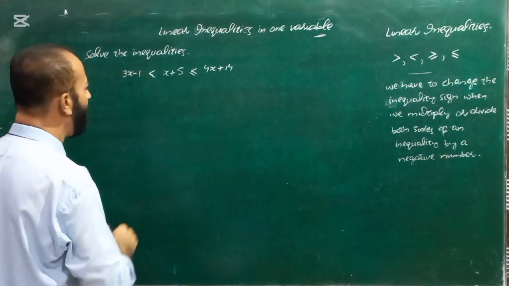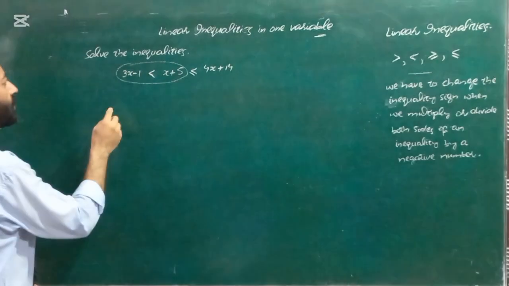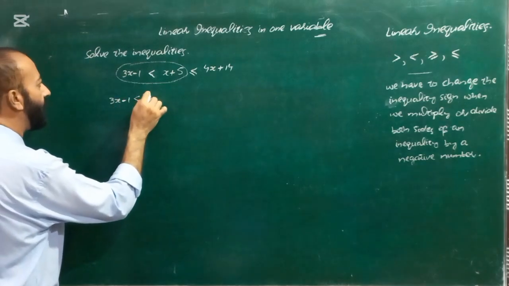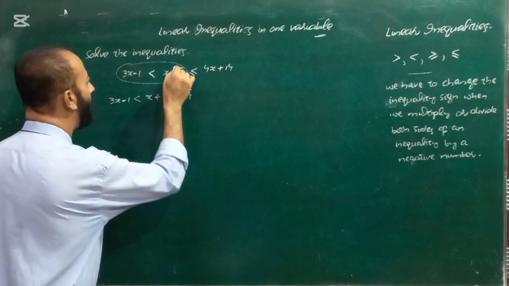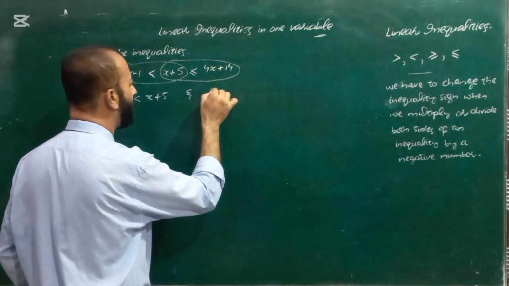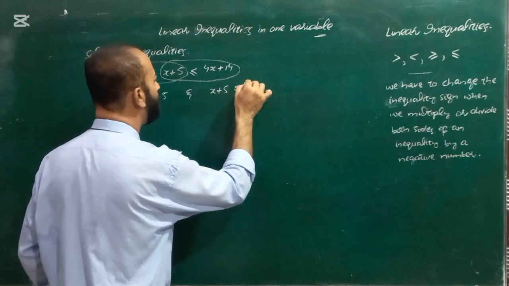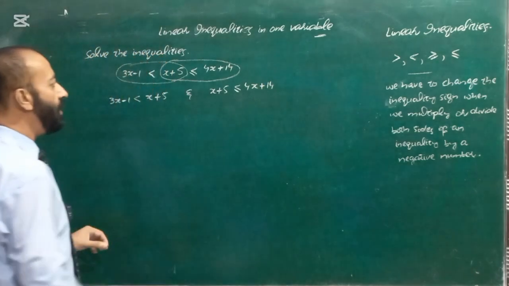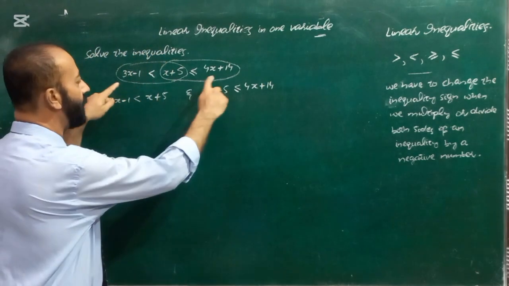So first we will make them separate. We will combine these two values. So look now, 3x minus 1 lesser than x plus 5. And now we will combine these two expressions. So x plus 5 lesser than or equal to 4x plus 14. So you can see we have actually made two inequalities because this was the combined form.